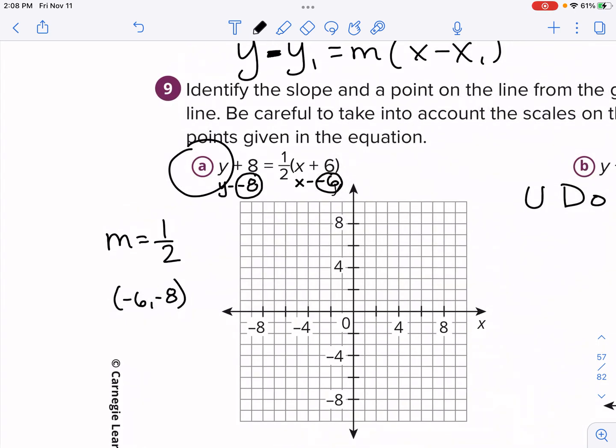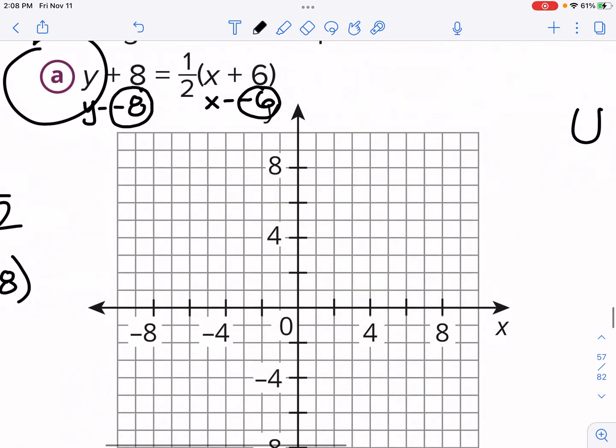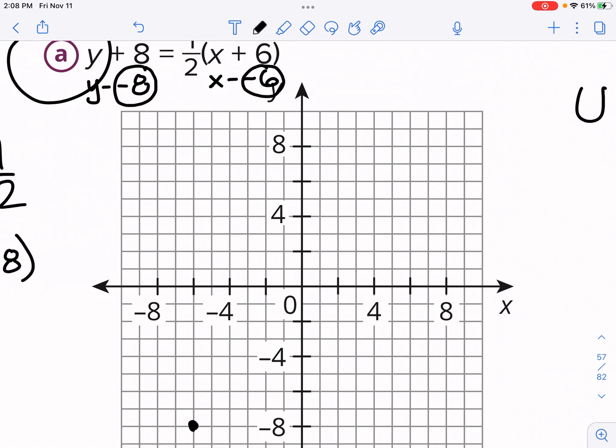All right, let's graph that first. It looks like our axes are going by increments of 1, so that's fine. -6, -8, we're going to go 6 left, 8 down. So 1, 2, 3, 4, 5, 6. 1, 2, 3, 4, 5, 6, 7, 8. Down.